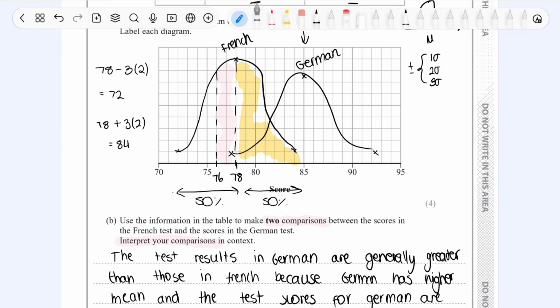So if you look at that key characteristic, you can see that this bit must be 34% and 34%, because if you think about it, this is 1 standard deviation in total, plus or minus the mean, which gives us our 68.